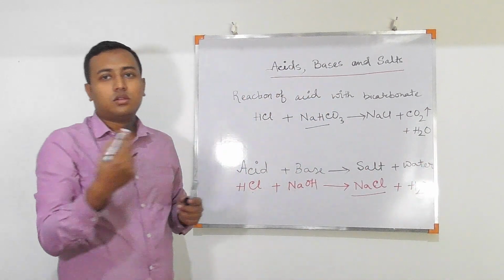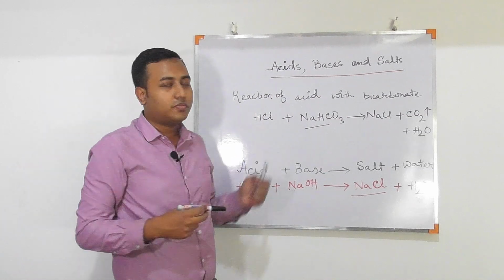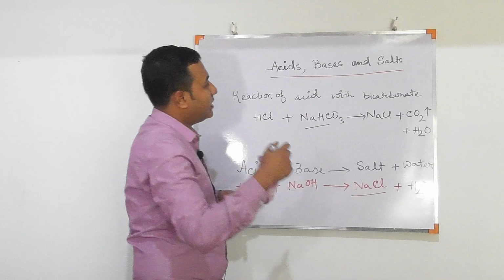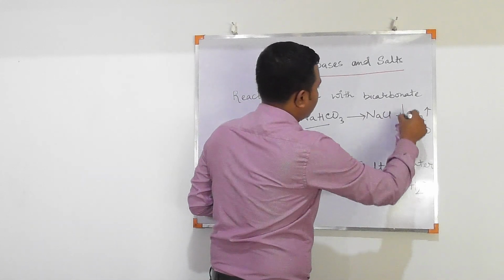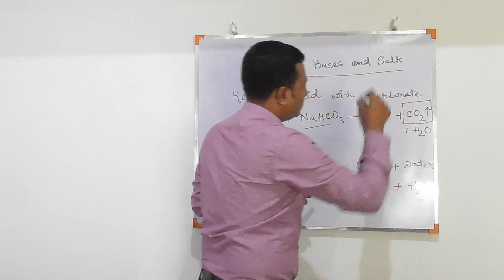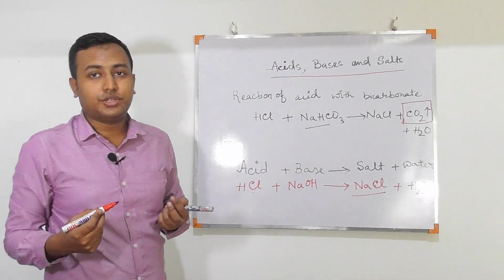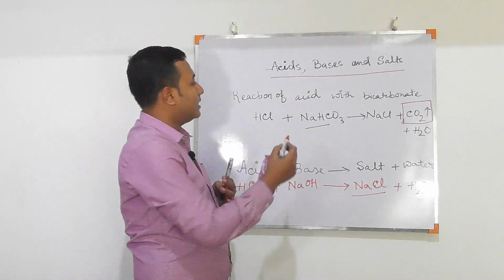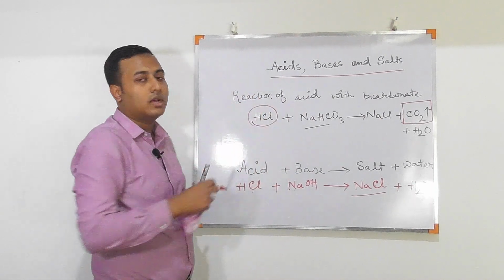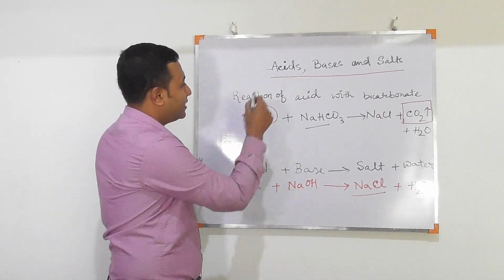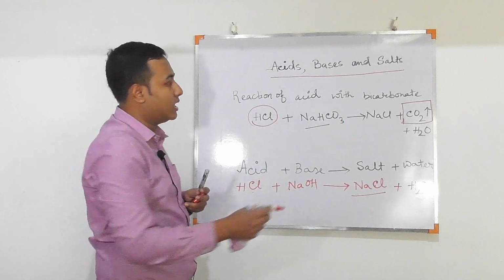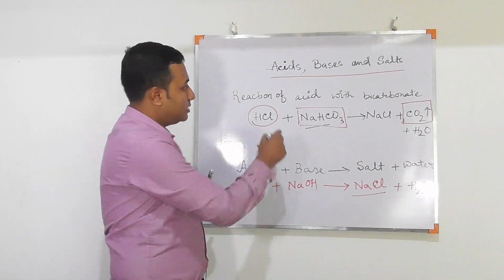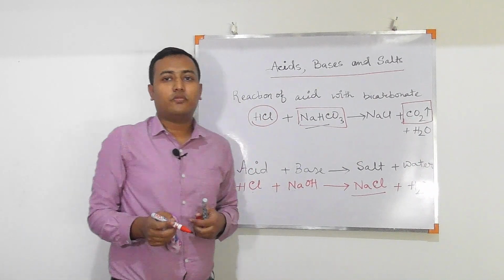This reaction happens in aqueous medium. In aqueous medium, what we can see is effervescence of carbon dioxide gas. That means there will be bubble formation. By this effervescence we can conclude that this is an acid. Only an acid can give the effervescence of carbon dioxide with sodium bicarbonate. So this is the identification test of an acid.